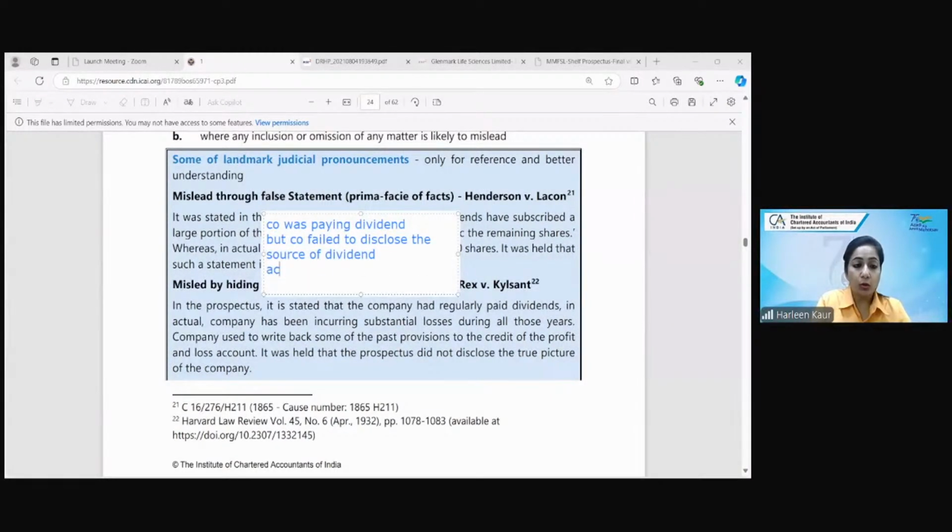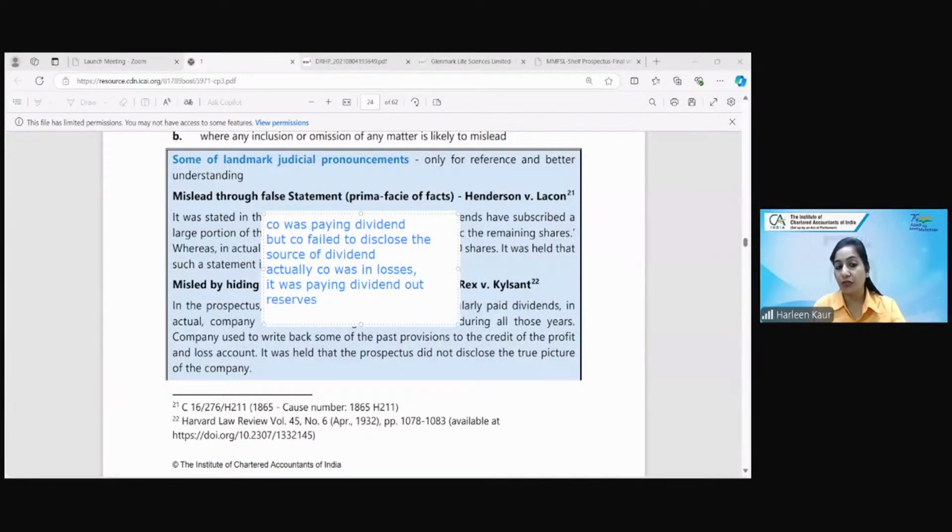Actually, the company was in losses. It had accumulated losses and it was paying dividend out of reserves created. So it was using funds of the company for paying the dividend, not actually the profits. So children, please tell me, are you making any kind of misleading statement in the prospectus? Do you think that they have tried to hide certain things? You're not telling the source, you're paying the dividend out of the reserves, you don't even have profits, you have accumulated losses, and you're telling in your prospectus that we pay dividend to the shareholders.